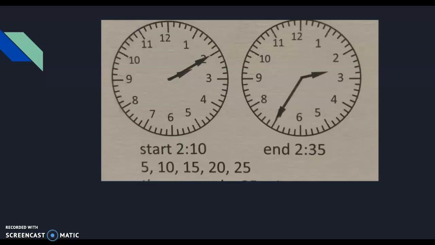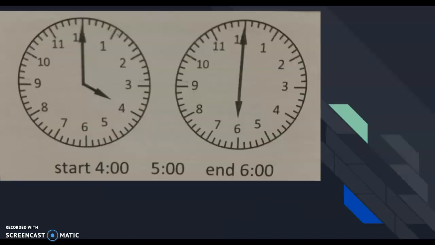So let's look through these pretty quick. We're going to see how much time has passed. So the start time is 2:10. The end time is 2:35. How much time has passed? So we count the numbers. We count the 3, the 4, the 5, the 6. So counting by 5s, 5, 10, 15, 20, 25, and 25 minutes has passed there.